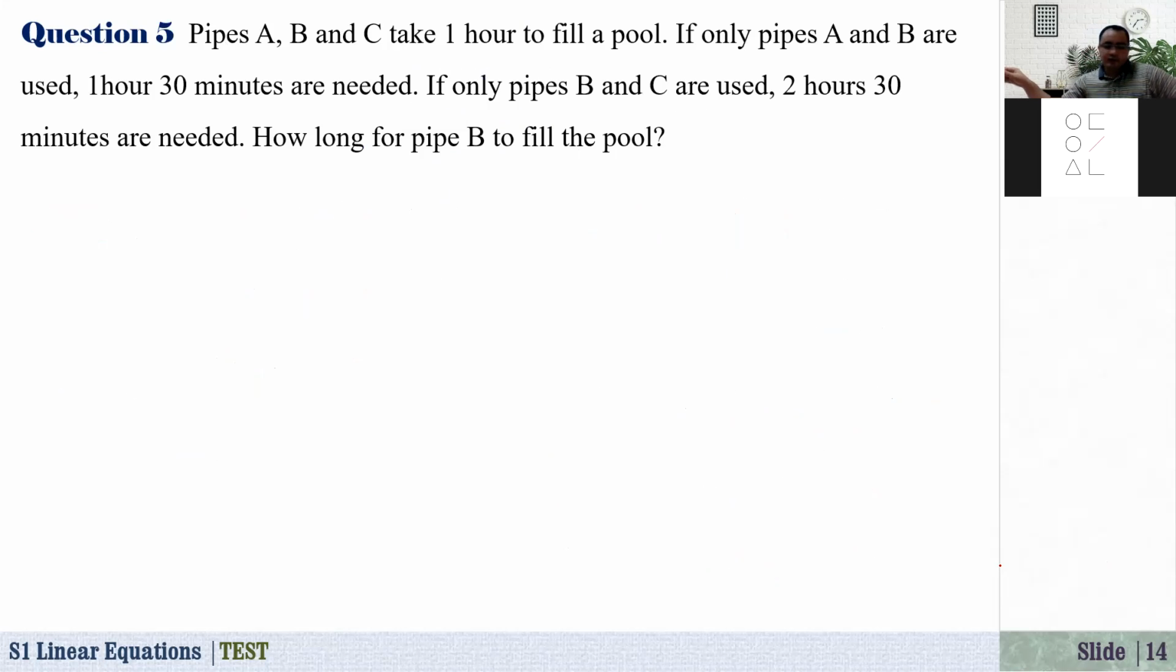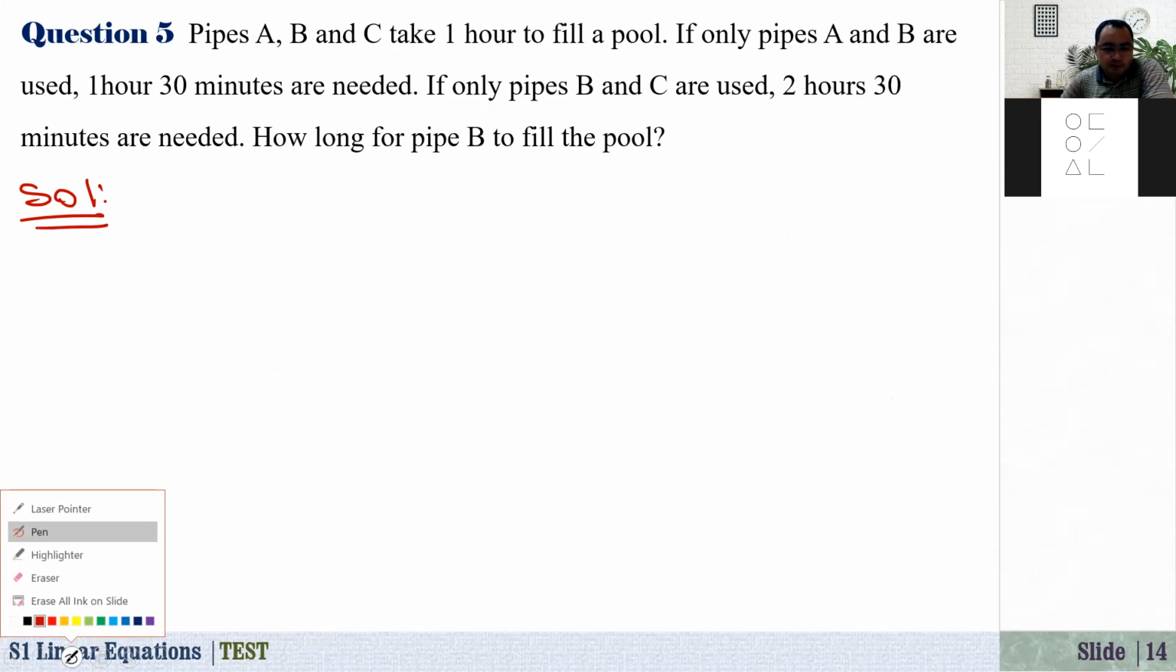Okay, question 5. Solution. Let's use green here. Pipes A, B, and C take 1 hour to fill a pool.